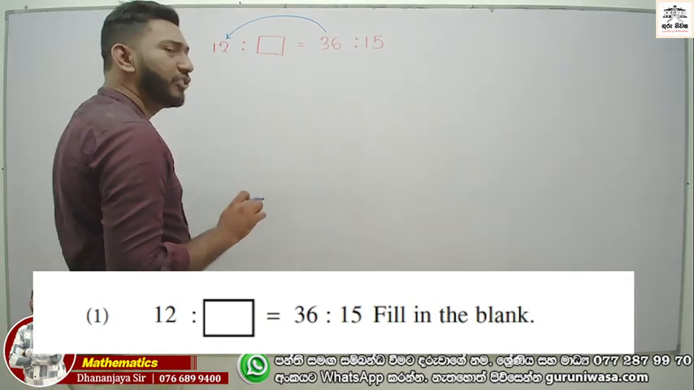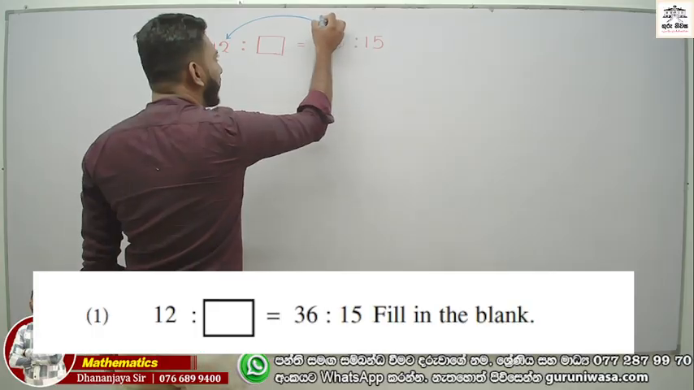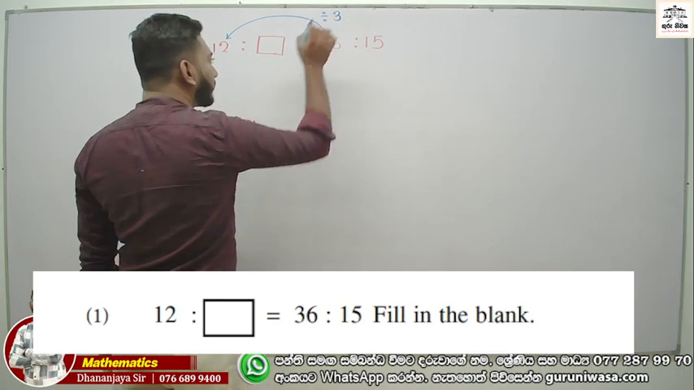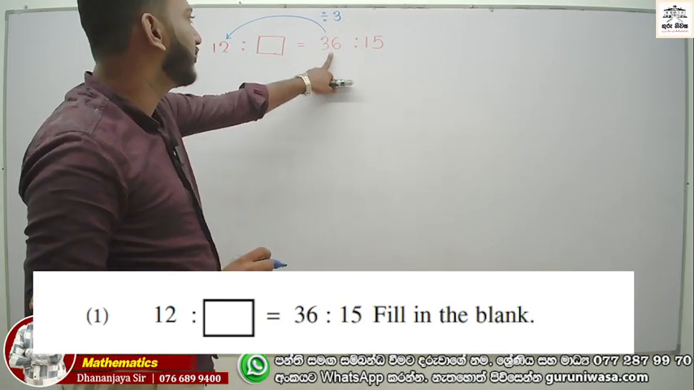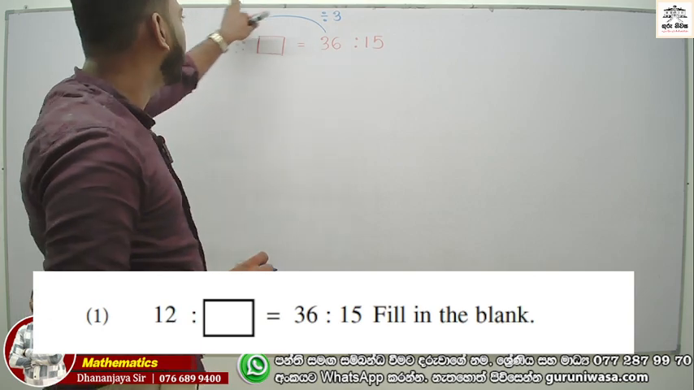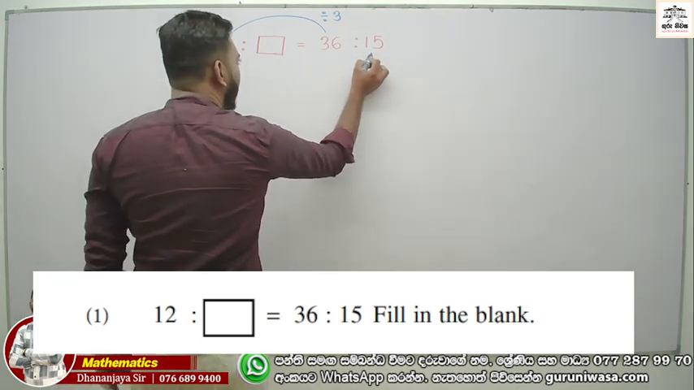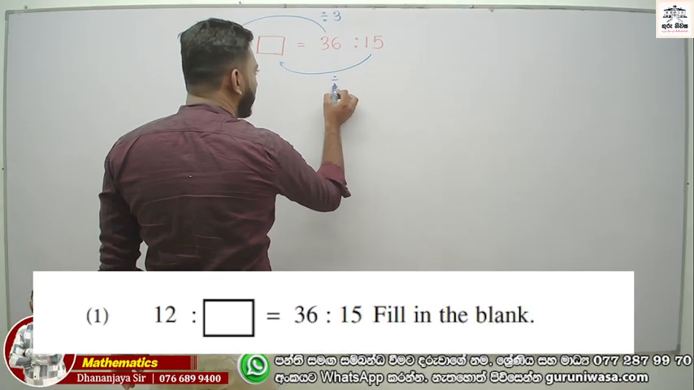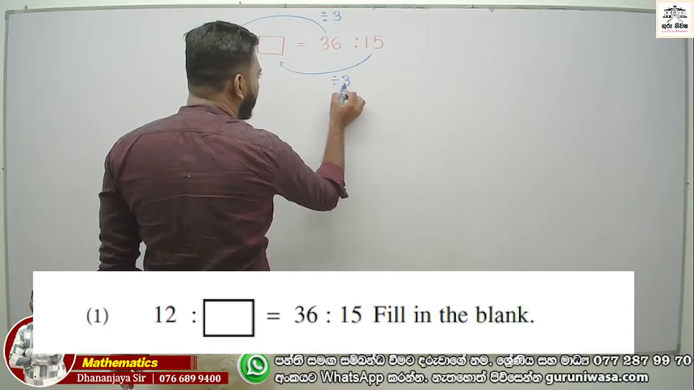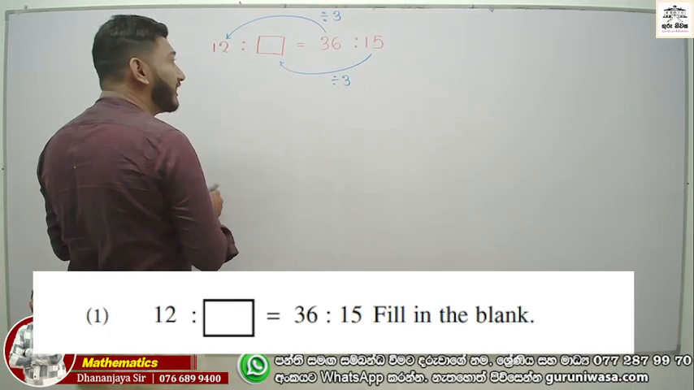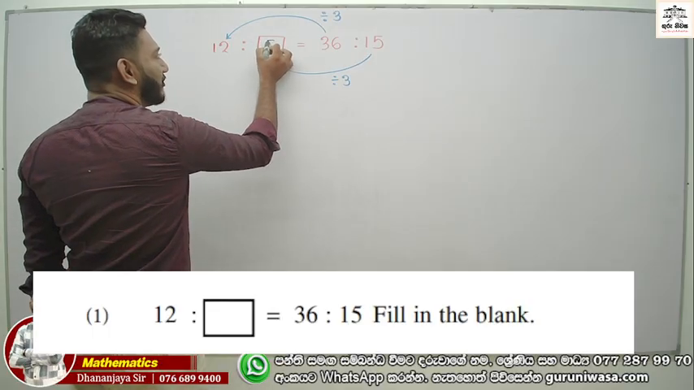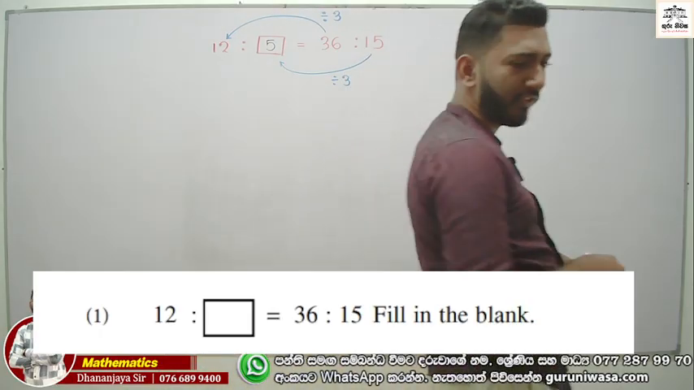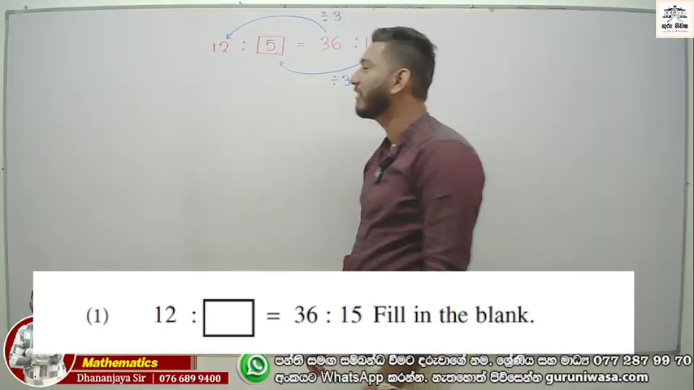How does it become 12? We know it should be dividing by 3, because 36 divided by 3 becomes 12. Now what to do? We have to do the same thing to the 15. Therefore, 15 divided by 3, what is the answer? It should be 5. Now this is the first question relevant to the ratios, right?